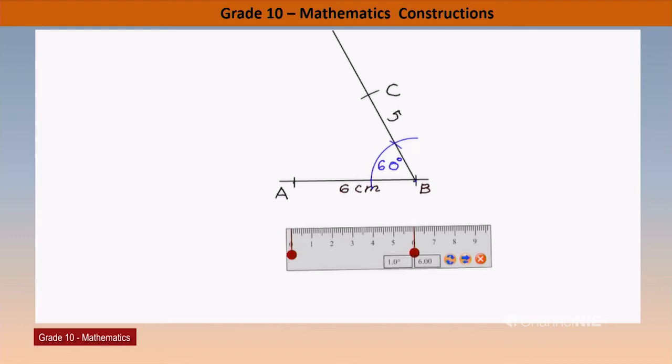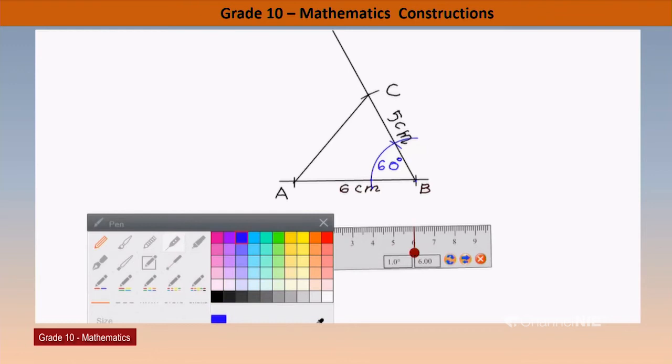The reason is the 60-degree angle, and the distance between B and C is 5 centimeters, that is the point C. Let us complete the triangle ABC. Here we have found the answer for Roman number 1. Let us construct the parallel line through C to AB.